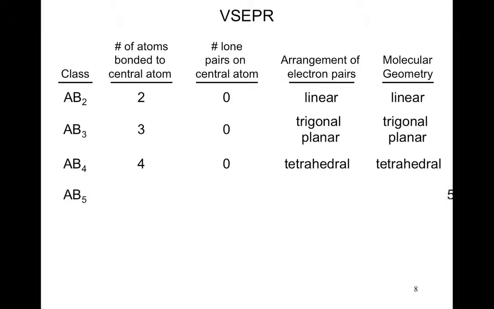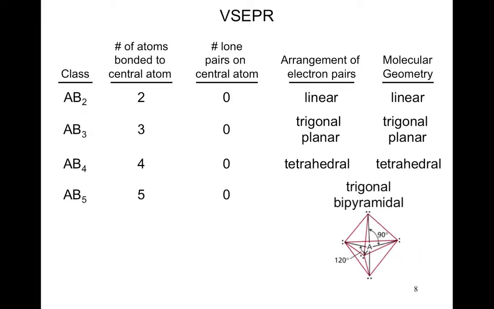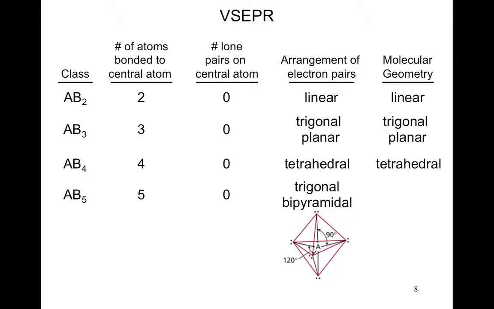But that's more realistic. So AB5, we have 5 that are bonded to the central atom with no lone pairs. We call that trigonal bipyramidal.